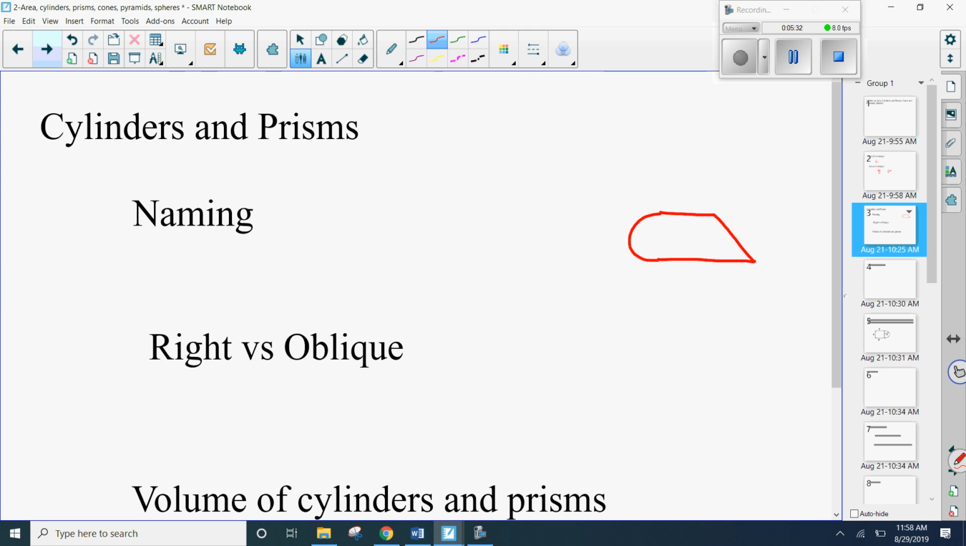Now we can get more specific. What's the difference between right and oblique? Right means that the altitude or height is going to be perpendicular to the base. Oblique is going to lean. It's going to be offset. The two bases are not directly above each other. They're going to be offset just a little bit.